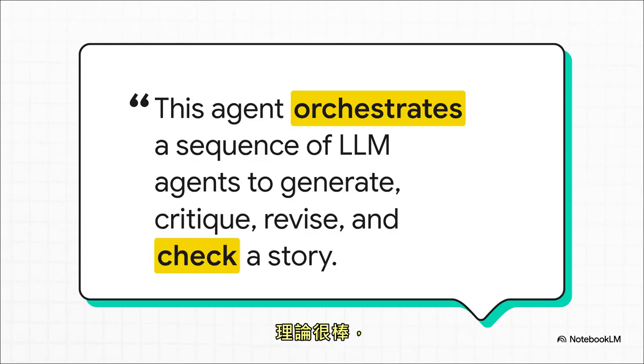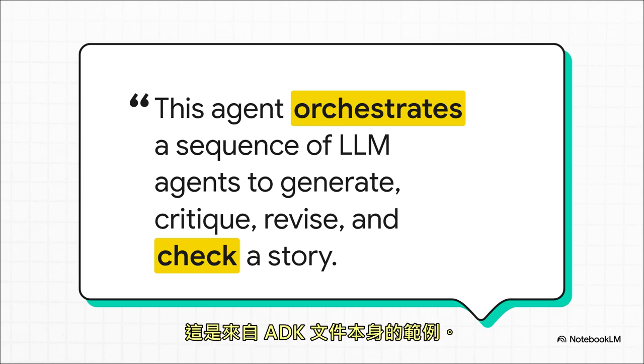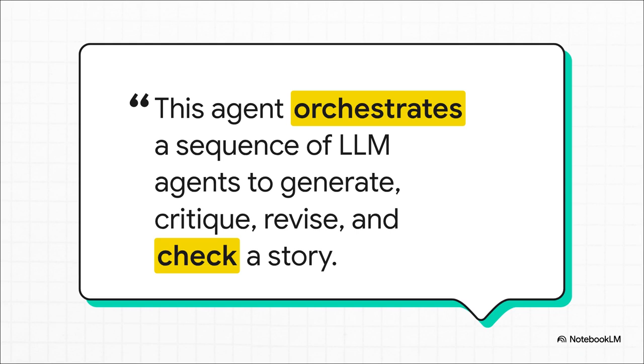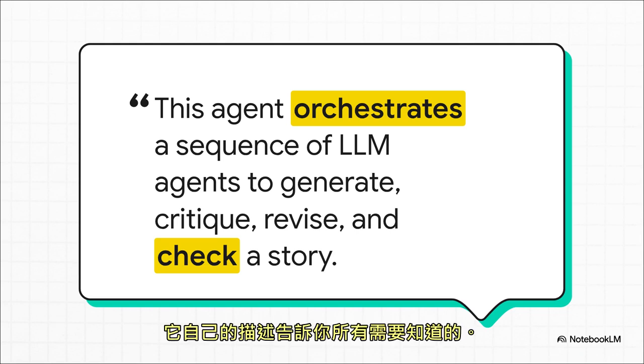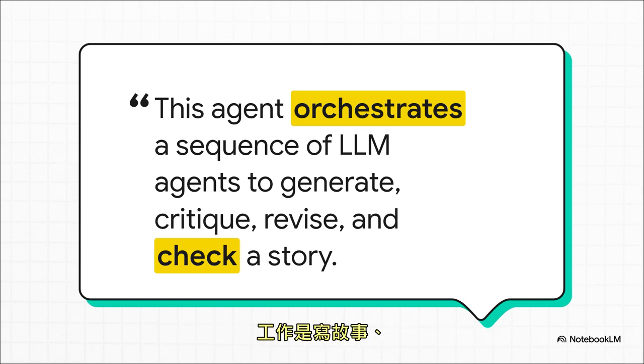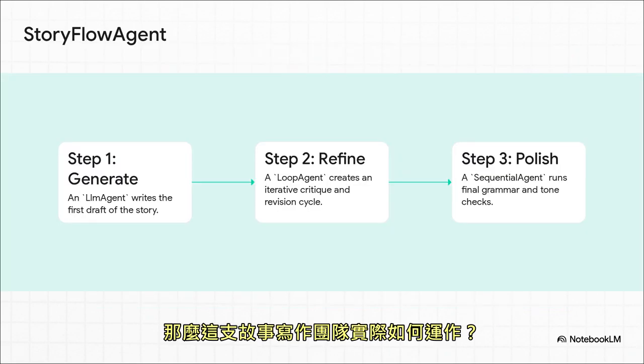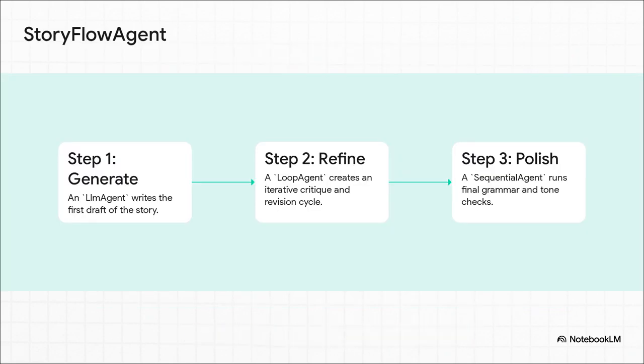Now, theory is great, but let's look at a real example to see how this all clicks together. This is from the ADK documentation itself. It's called the Story Flow Agent, and its own description tells you everything you need to know. It's basically a manager for a whole team of agents whose job is to write a story, critique it, and polish it up. So how does this story writing team actually operate? Well, first, an LLM agent acts as the author. It generates the first draft of a story. Then, a loop agent, which is a type of workflow agent, kicks off a feedback cycle.